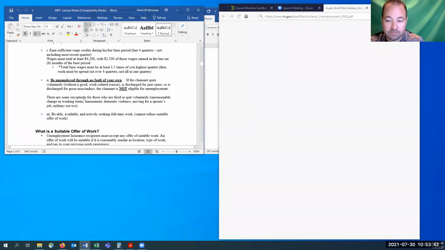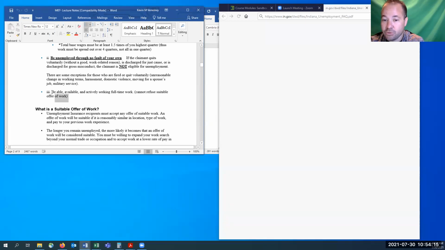The exceptions here are if you had, here's a couple of examples, an unreasonable change in working conditions. You can document the harassment, and you would have to document that. You'd have to send that into the unemployment. Domestic violence or a spouse moving in military service, that would be okay. So you're moving for a spouse's job, so therefore you have to quit your own job. That would be an exception.